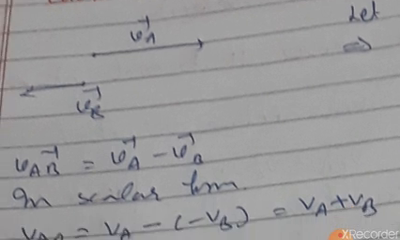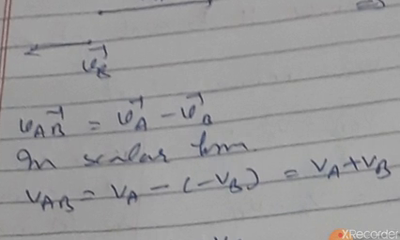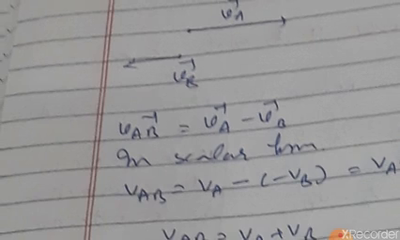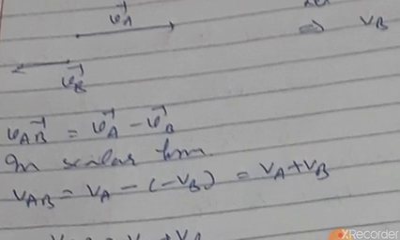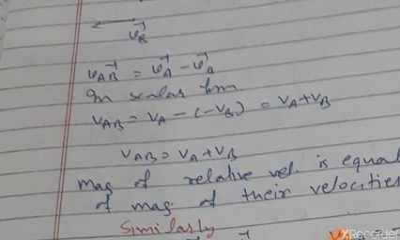Since VA is acting towards the positive direction of x-axis, we consider it as positive. And VB, since it points in the negative direction of x-axis, is taken as negative. So when we put these values of VA and VB in this equation, we get VAB is equal to VA minus (minus VB), so the answer will be VA plus VB. It means velocity of A with respect to B is equal to VA plus VB.